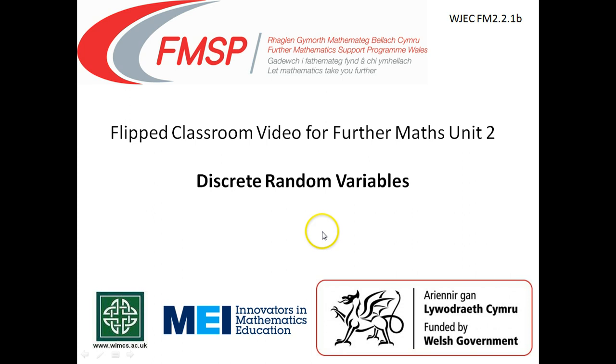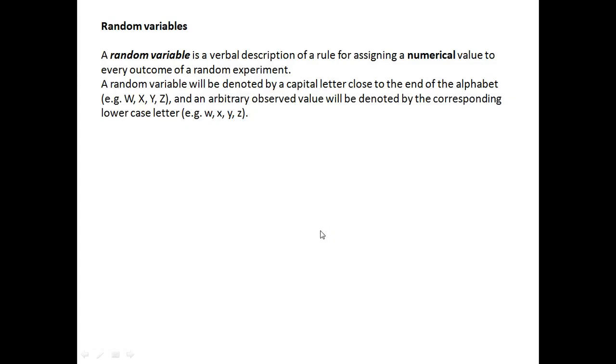Discrete random variables. A random variable is a verbal description of a rule for assigning a numerical value to every outcome of a random experiment. A random variable will be denoted by a capital letter close to the end of the alphabet, as in W, X, Y, or Z, and an arbitrary observed value of that experiment will be denoted by the corresponding lowercase letter. So for capital W, we'll have an element small w.